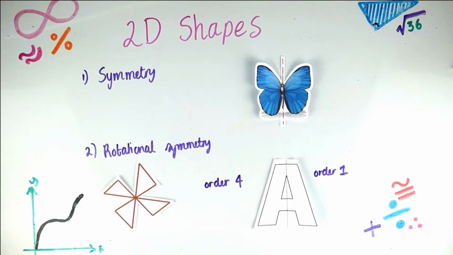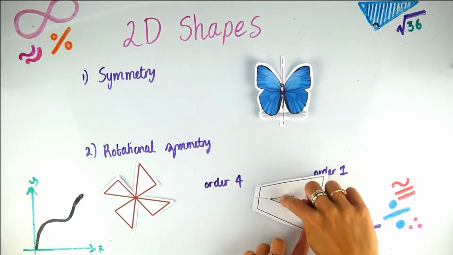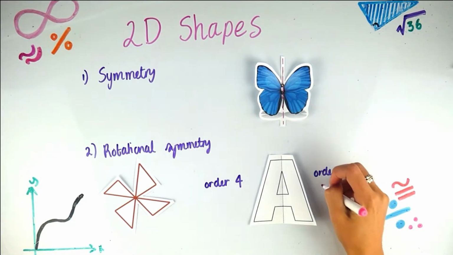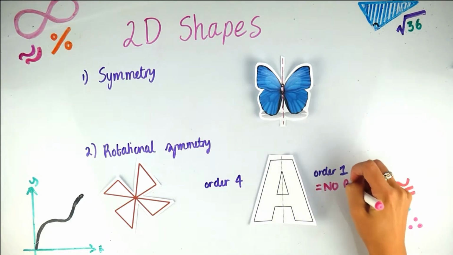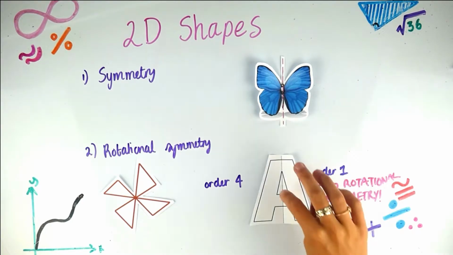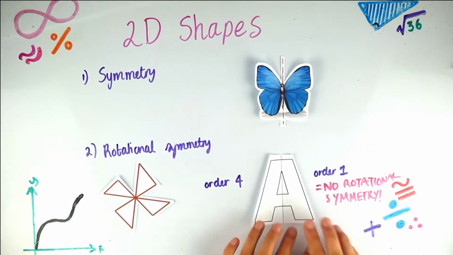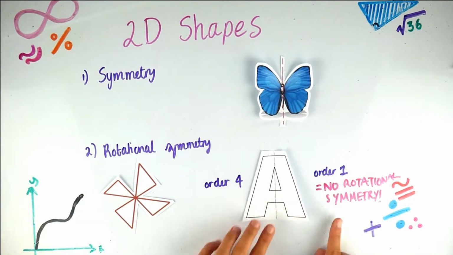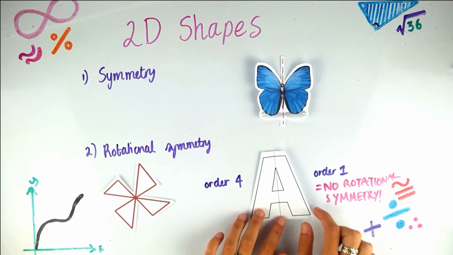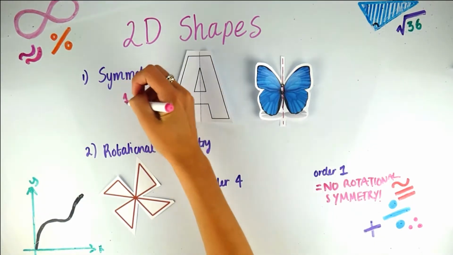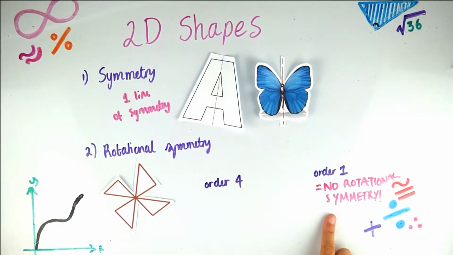The only way you can create this A by spinning it is if you do the 360, if you have it in the position it was originally in. This, order 1, is also known as no rotational symmetry. So anything with rotational symmetry order 1, which means that the only way it can be itself is by doing a whole loop, we say has no rotational symmetry. So this here has one line of symmetry, but no rotational symmetry.